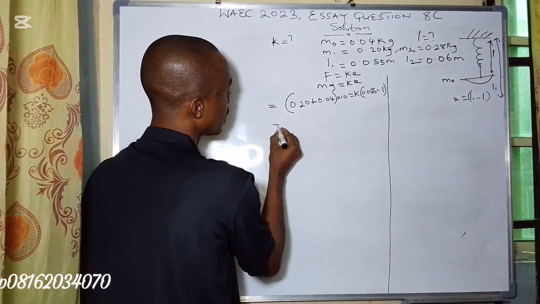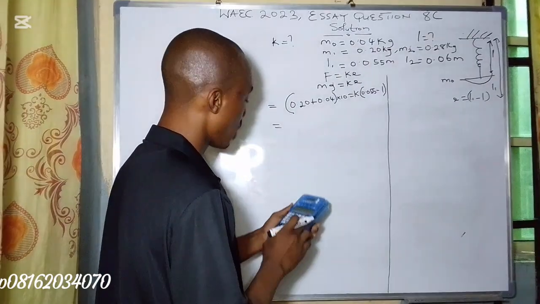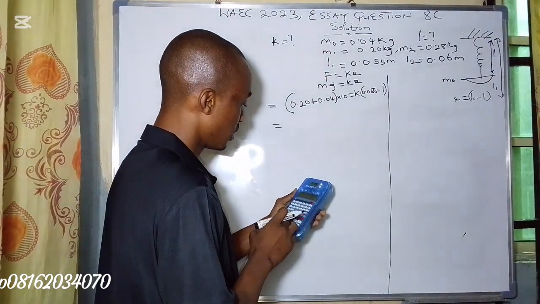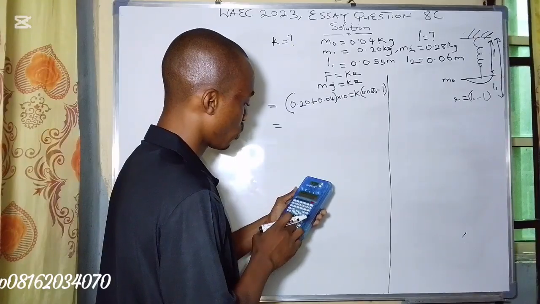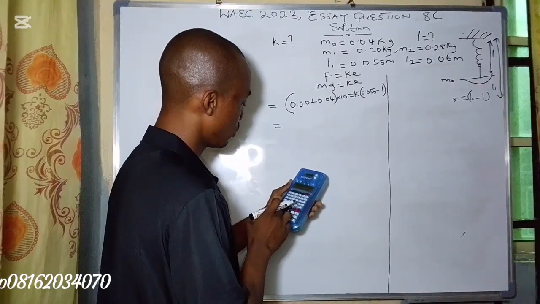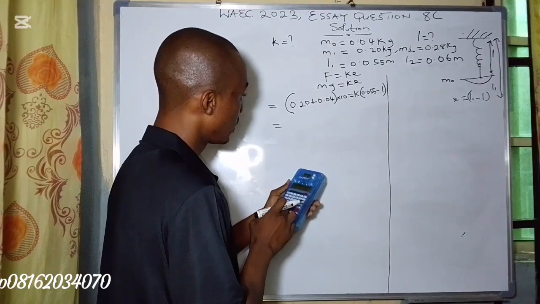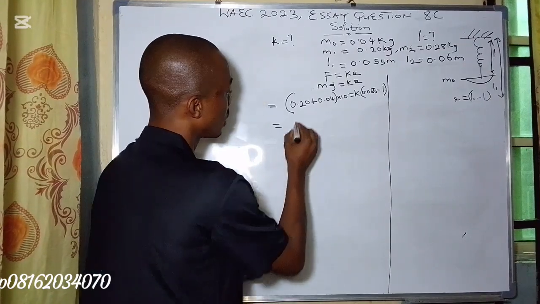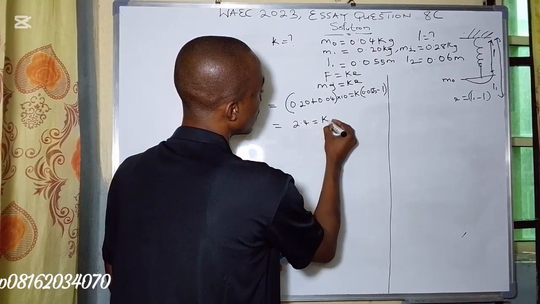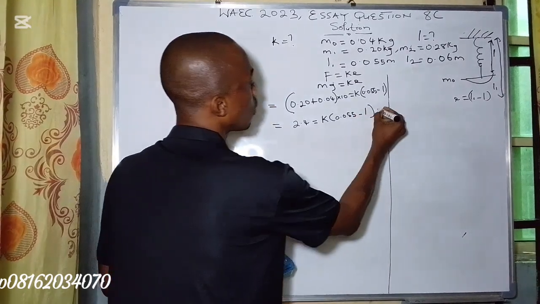So let's progress. I'm trying to manage the board. If you work on this, you're going to have 0.20 plus 0.04, which gives me 0.24. Multiply by 10, and everything here will give you 2.4 equal to K in bracket 0.055 minus L. Now this is equation 1.